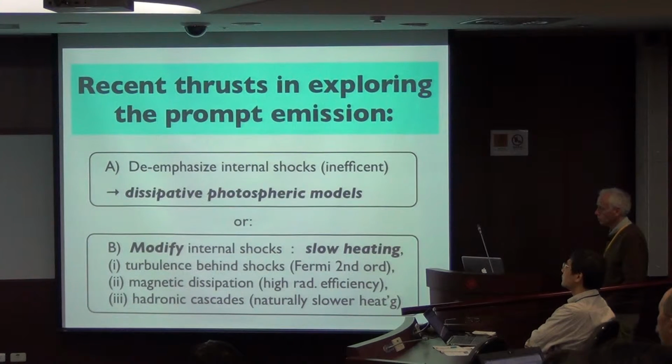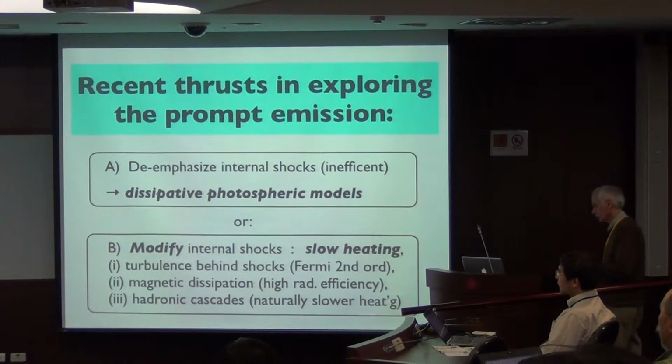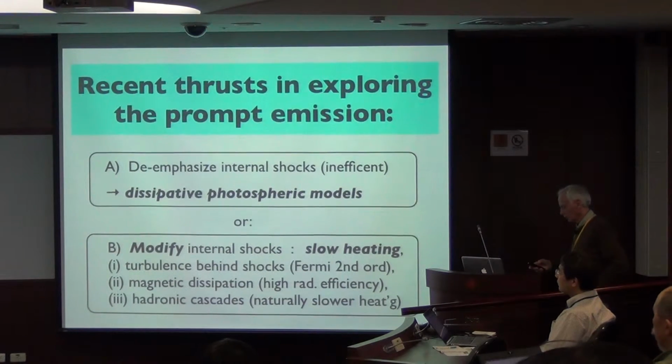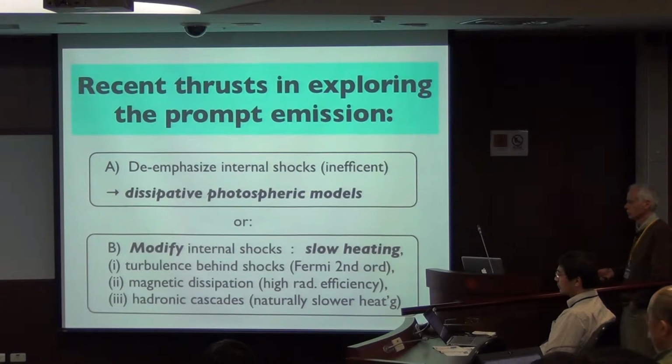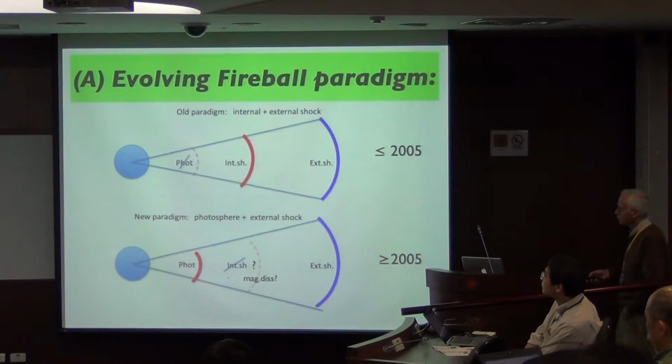Or we consider the internal shocks, but we have to modify them. We have to introduce slow heating, let's say turbulence behind the shocks, and argue that you have second order Fermi acceleration as opposed to first order, or in addition to first order. Or that we have magnetic dissipation, which increases the radiative efficiency, or that we have hadronic cascades, which naturally provide a slower sort of input of energy into the shock, and that sort of solves the spectral issue. So there is the old paradigm, internal shock, external shock. There is the new paradigm, photosphere, external shock.